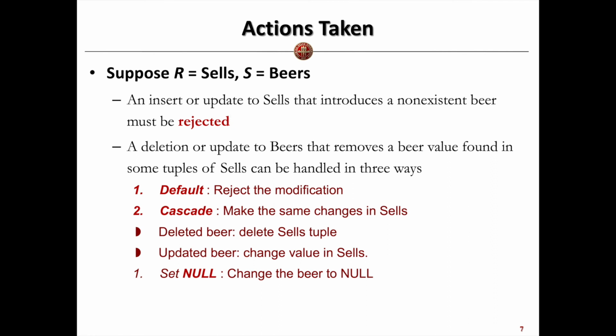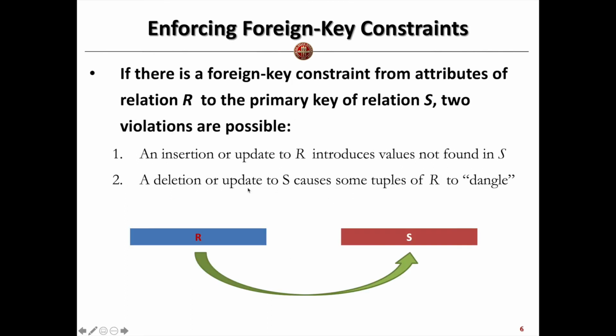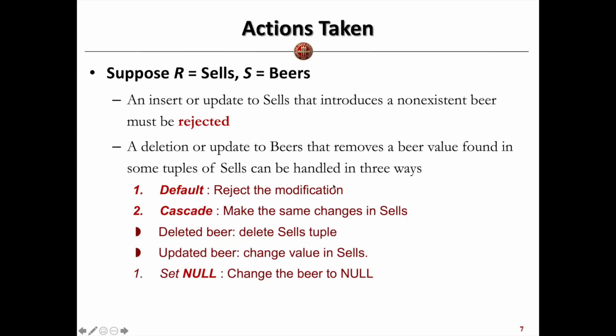However, if we do some updating, like deleting or updating beers in the beers table, I mean the second case, the second violation, how to handle this kind of violation? Any deletion or update to a beers table that removes a beer value found in some tuples from the sales table can be handled in different ways. We have three ways. The first way is the default strategy: we will reject this modification as well. This is also the simplest way to handle the second type of violation. This is one way, right?